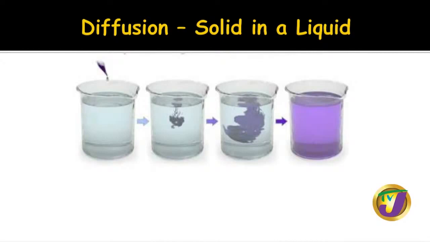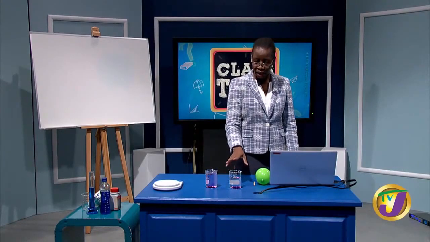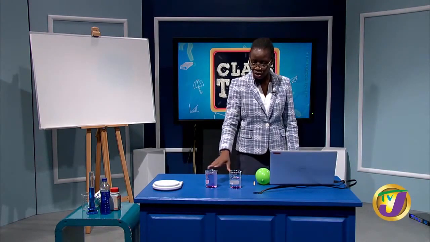So then how could we define diffusion? In this case, diffusion would be defined as the movement of particles from an area of high concentration to an area of low concentration until it has evenly mixed throughout, all right? And if we should leave this over time, we will see what will happen.